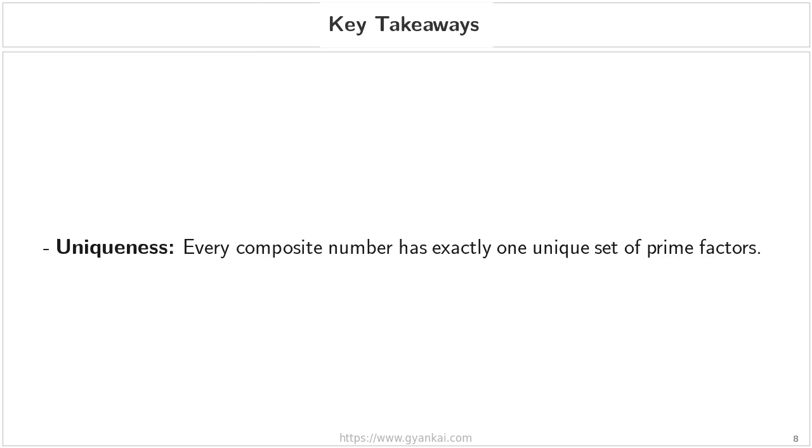Key takeaways. First, remember the concept of uniqueness. As we discussed with our DNA analogy earlier, every composite number has exactly one unique set of prime factors. There is no ambiguity here. The fingerprint of the number is fixed.